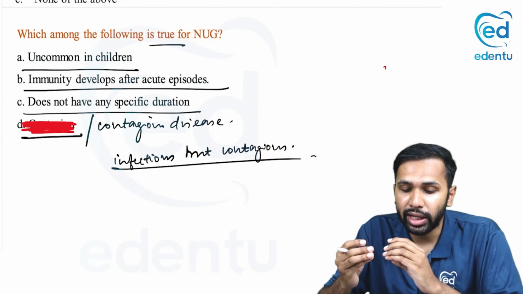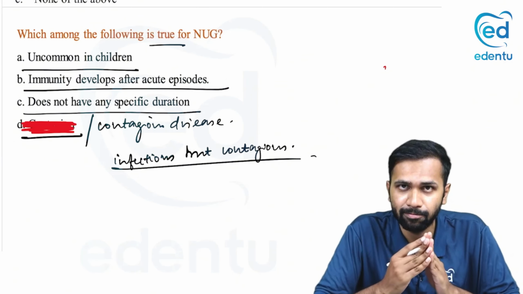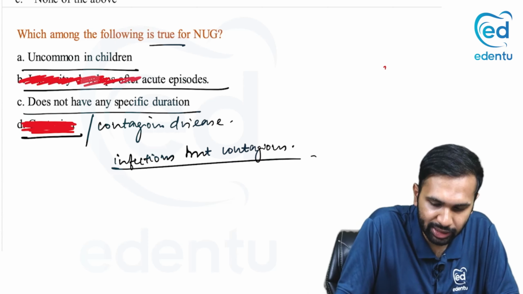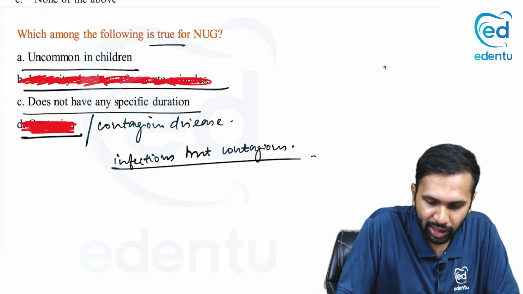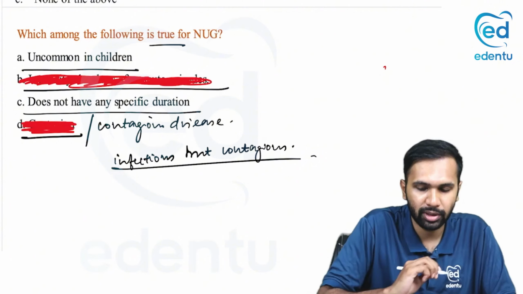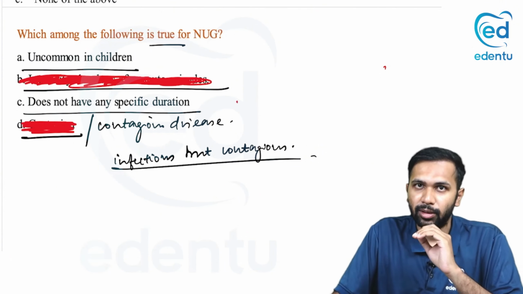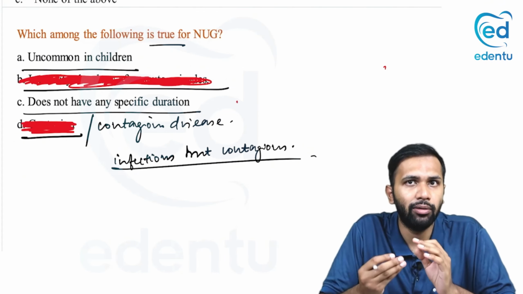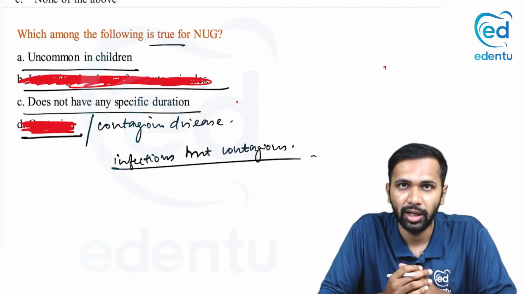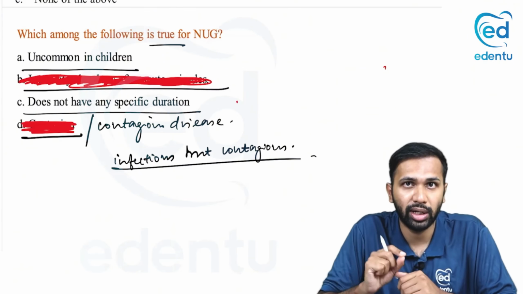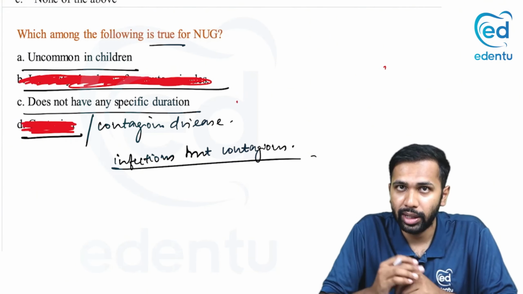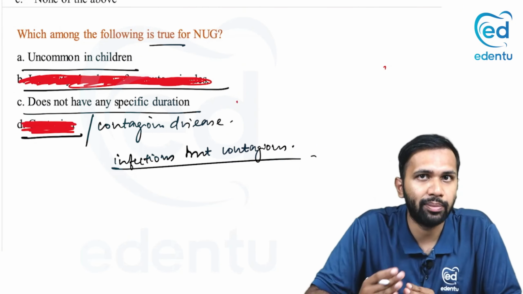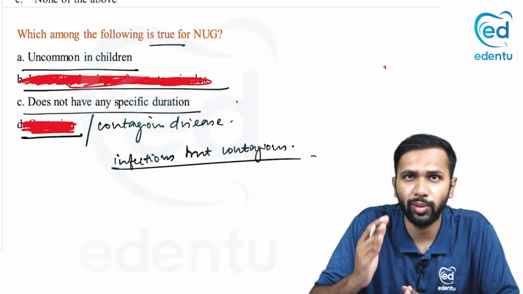Option B, immunity develops after acute episodes. There is no such thing. That was the feature of herpetic gingivostomatitis. But there is no immunity development after acute episodes in NUG. That is also eliminated. You are sitting in the exam, you get a question like this. This is how you can at least try to solve it. You try to eliminate the options one by one. If you can eliminate two options, you have to attempt this question. There is no other option.